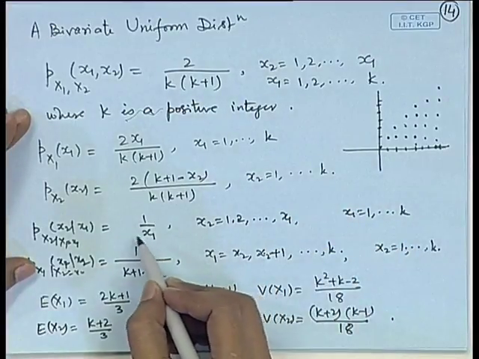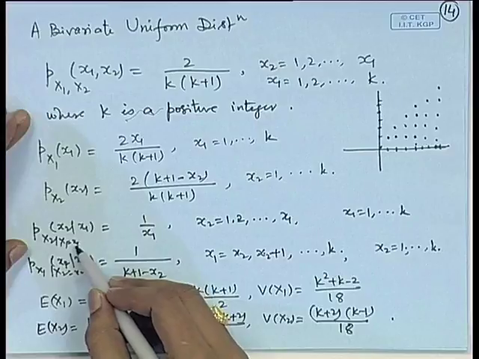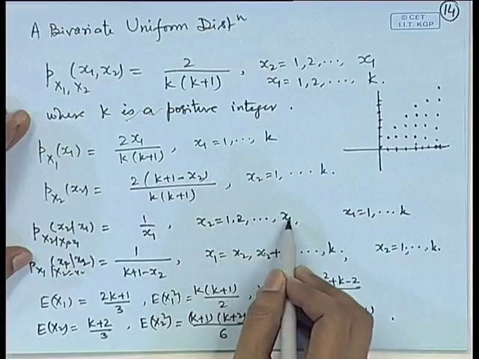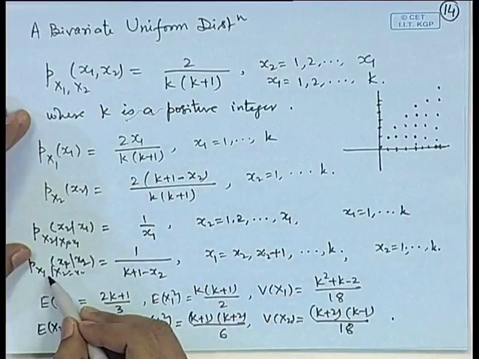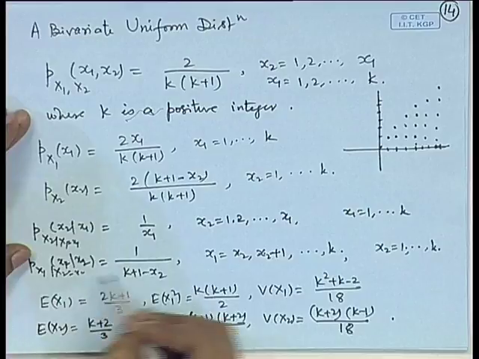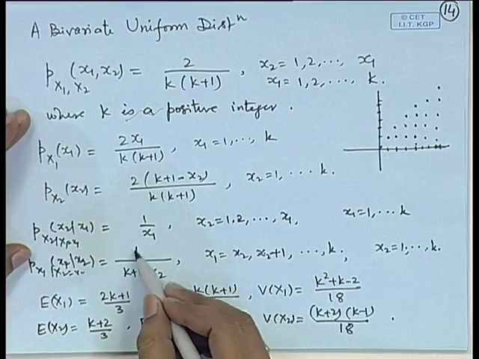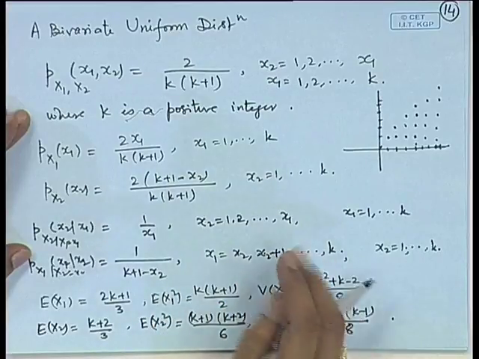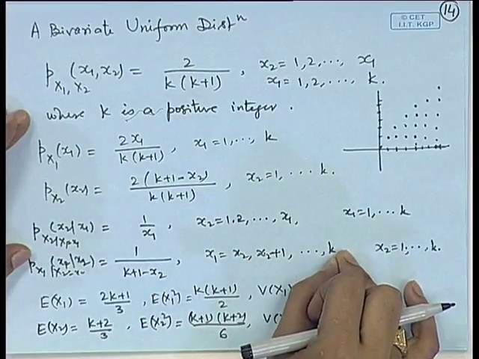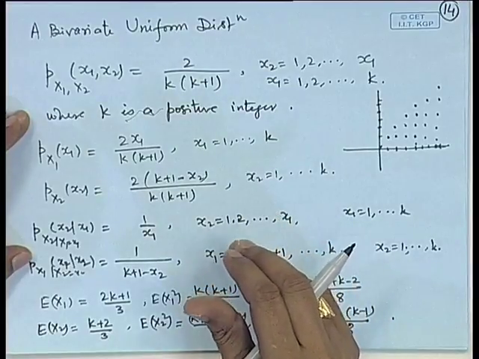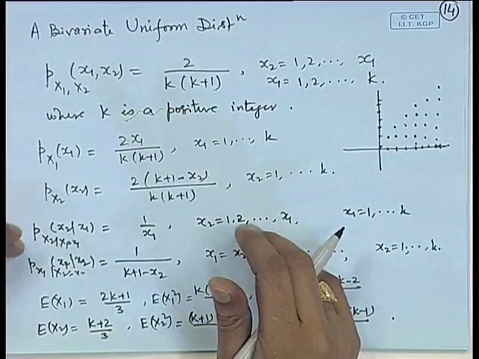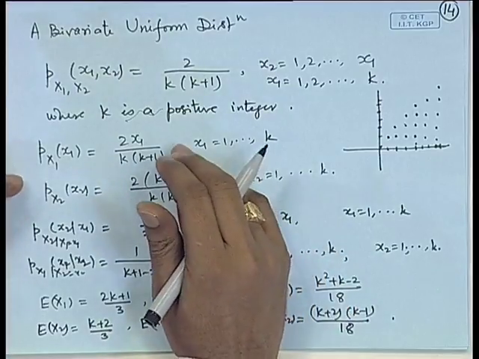Important thing to notice here is that the conditional distribution of x2 given x1 is a discrete uniform distribution on 1 up to x1. Similarly, the conditional distribution of x1 given x2 is a discrete uniform distribution, 1 by (k plus 1 minus x2), ranging from x2 to k. So, this generalization of a discrete uniform distribution to two dimensions has the conditional distributions as discrete uniforms, but the marginals are not uniform.